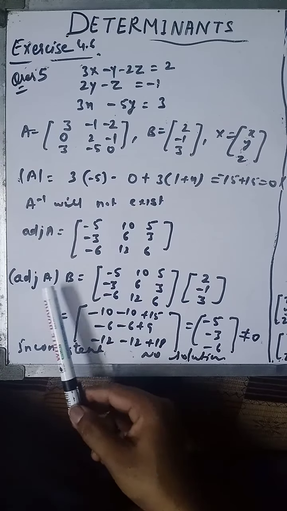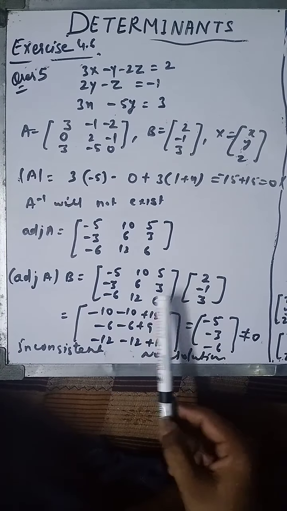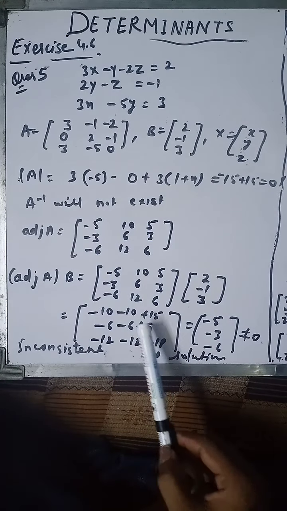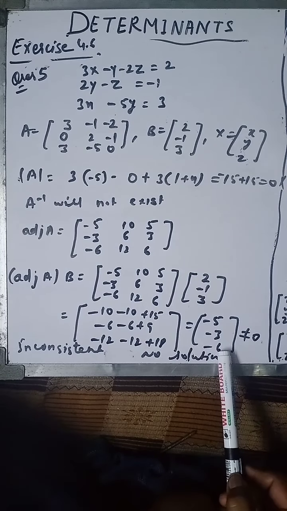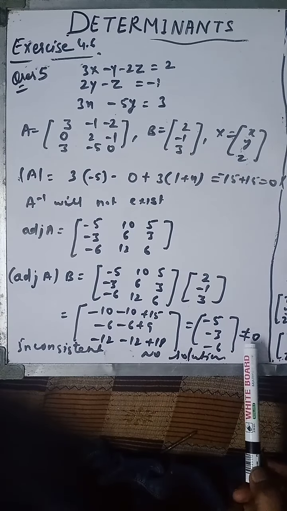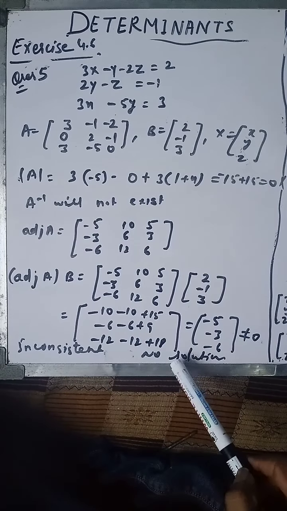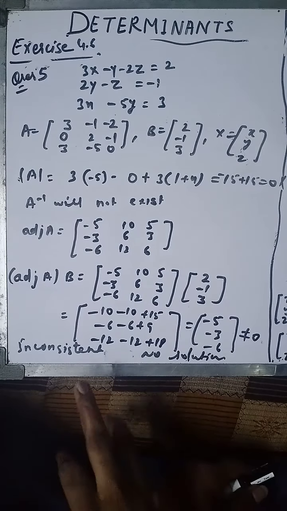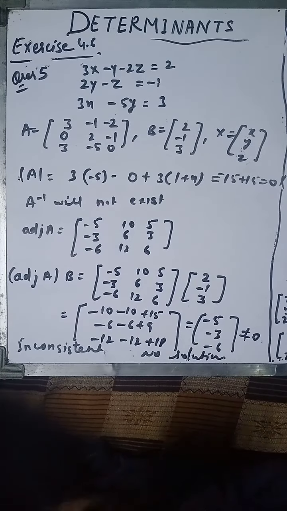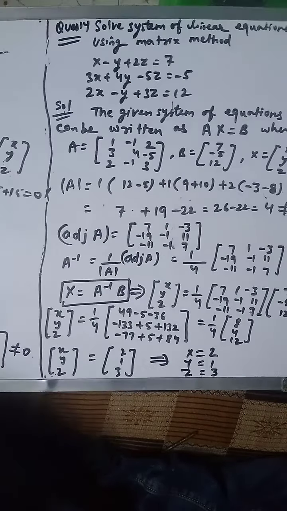And then adjoint A into B, that is, you have to find the product of adjoint A and B. So your adjoint A is this and B is this. You will get the multiplication of these two, you know how. So at last you will get this matrix, which is not equal to 0. It is not coming 0. So it is inconsistent and it has no solution. So consistency we have to find out. So it is inconsistent.